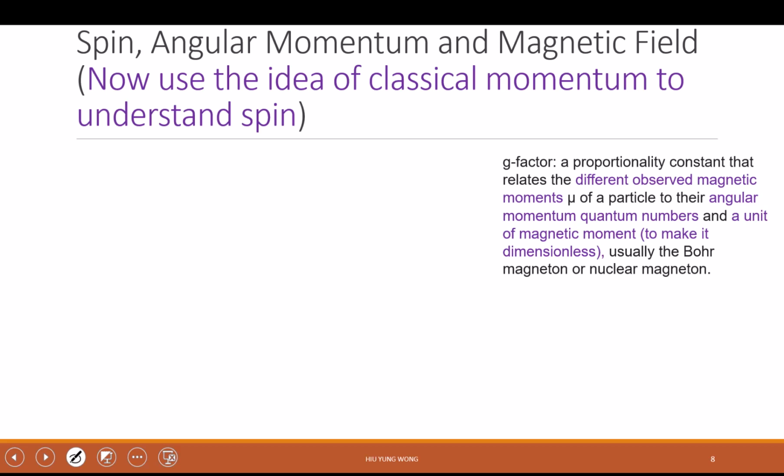You and I can get the angular momentum. If I'm not charged, I don't have a magnetic moment. If I'm positively charged, then my magnetic moment is in the same direction as my angular momentum. If I'm negatively charged, my magnetic moment is in the opposite direction to my angular momentum. That's what I want you to know.